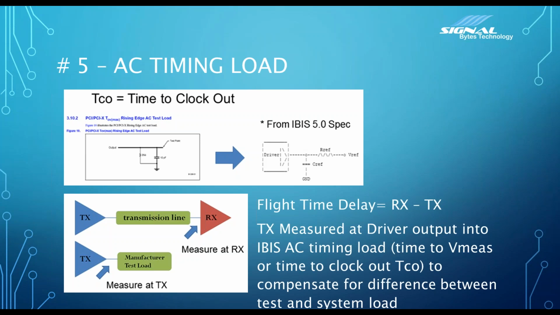In order to do that, most tools are going to use this AC timing load from the vendor data sheet that's put in the IBIS model. This timing load is there to represent the manufacturer's load. Hopefully you can see on the left here that you subtract from your system load to your test load. This is more in the book, and it can be a little confusing if it's been a while since you've gone through the flight time calculations.